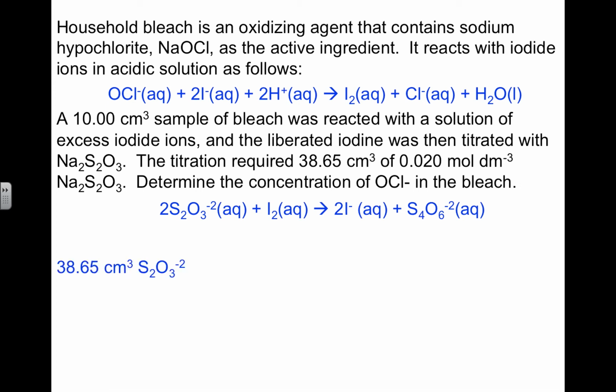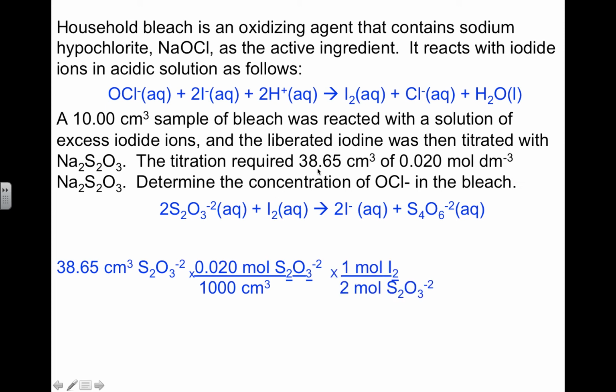So I'm going to start with my volume of thiosulfate, and I'm going to use my molarity, 0.02 moles per 1,000 centimeters. Okay, and iodine is the thing that's in common between these two reactions, right? So I'm going to use a mole ratio between thiosulfate and iodine, and then a mole ratio between iodine and hypochlorite.